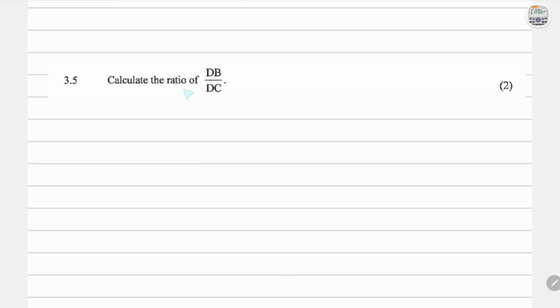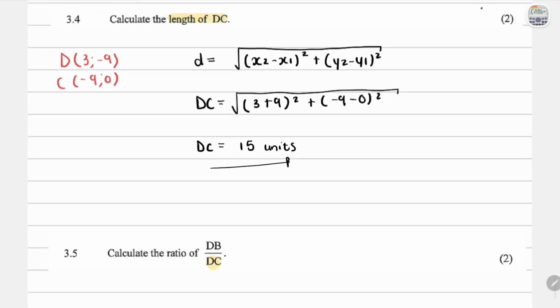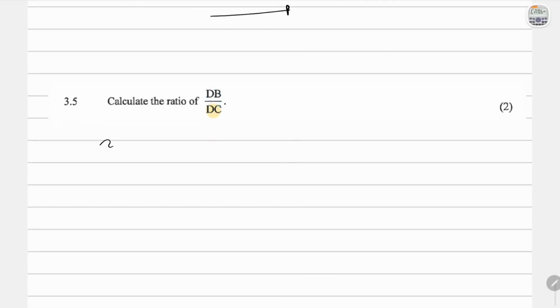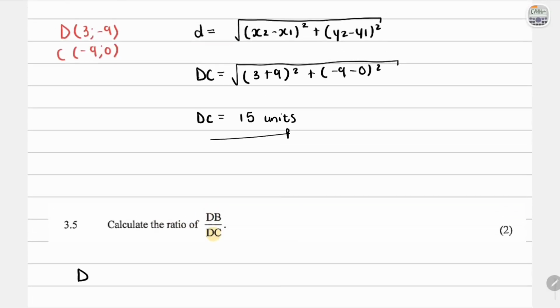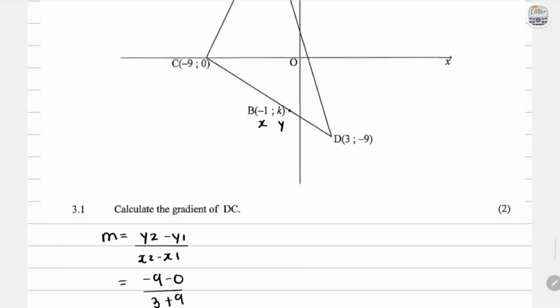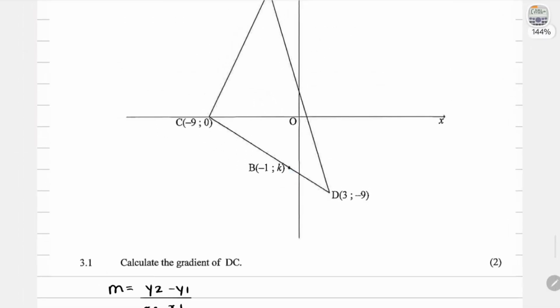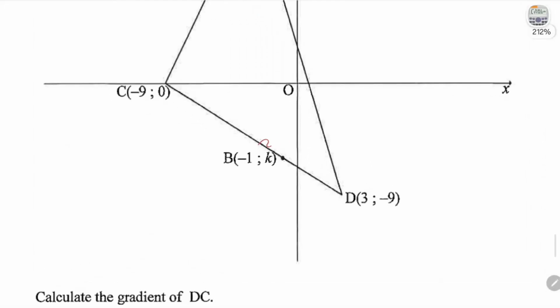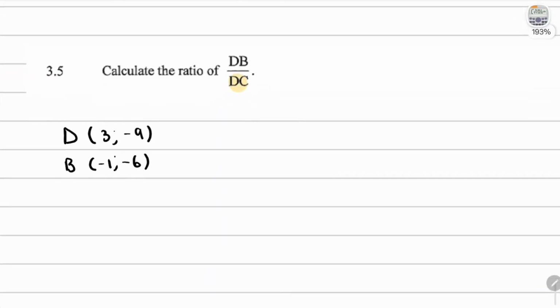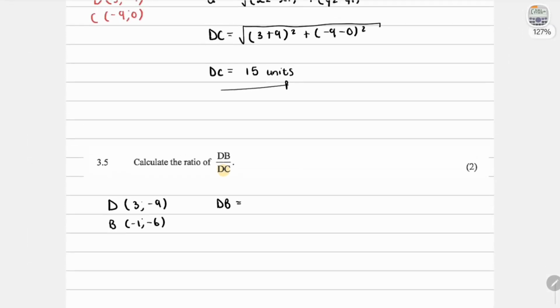Question 3.5 says, calculate the ratio of DB over DC. We already know what the length of DC is. So if we find the length of DB, we'll be able to do this. Okay, so we know what D is now, and we also know what B is because B is filled in. So something that you can always just do is update this. So you have negative 6 over here, and you know that DC is exactly 15 units. And now we can just find DB, and we don't really need the distance formula since we already had it.